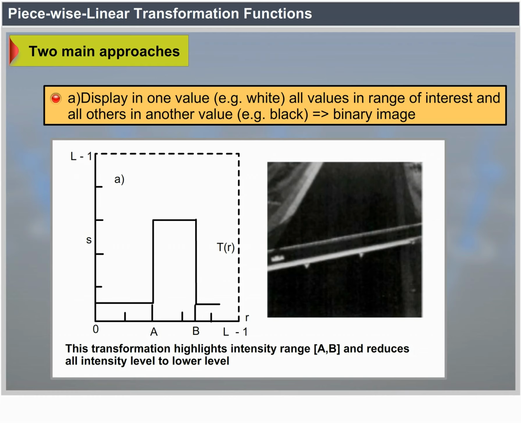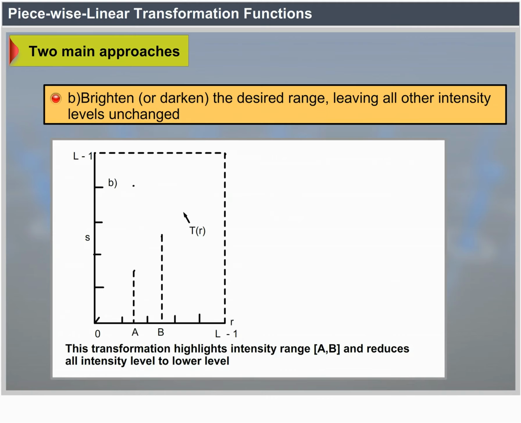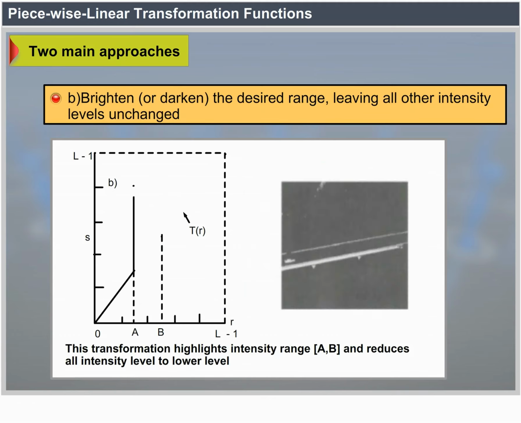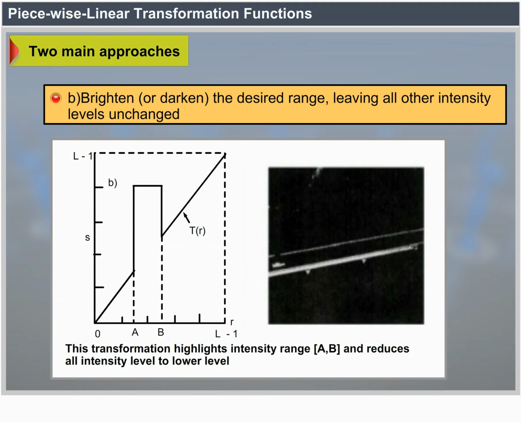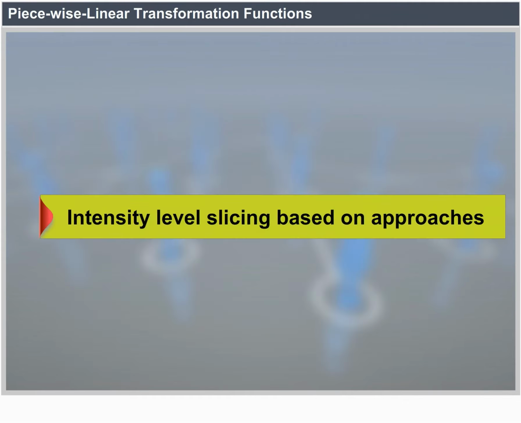Intensity level slicing based on approaches. Aortic angiogram. Based on approach A, the result of using a slicing transformation of the type shown in the figure, with the range of intensity of interest selected in the upper end of the grayscale. Result of using the transformation with the selected area set to black, so that grays in the area of blood vessels and kidneys are preserved.